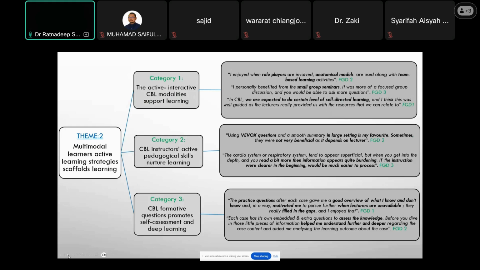We also found in category 2, if you look here, that the pedagogical skills of the teacher to impart active strategies in large and small group settings were also found important by the students. The students also valued the CBL formative practice questions, as they perceive them to be a robust self-assessment tool, even when the lecturer's presence is almost remote or nil. So they felt that this encourages their motivation and deeper learning and ultimately could aid in closing the gap in what they have learned throughout the course.